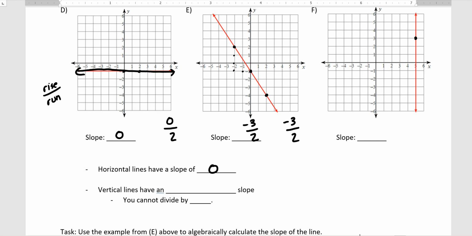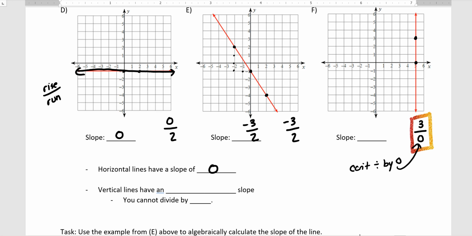Now looking at letter F. Okay, this is a vertical line, all right? So let's pick these points here. How far up did I go? I went up 3. How far over did I go? I didn't go over anything. Well, 3 divided by 0, some red flags should be going off in our head right now. This is nutso. We can't be having that. 3 divided by 0, we can't divide by 0. We're not allowed to do it. It can't be done.